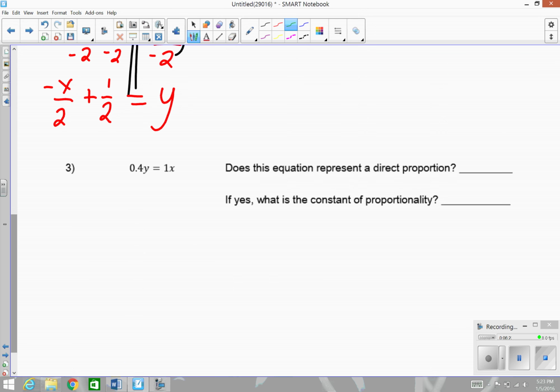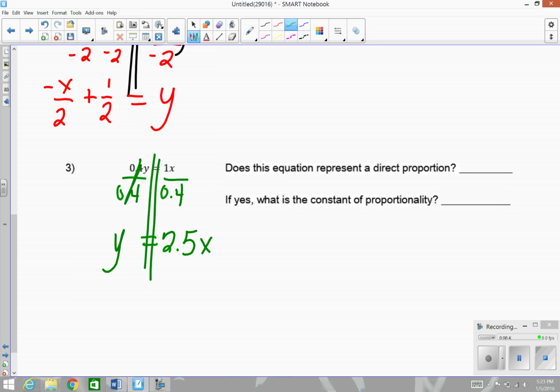And lastly, for number 3, we have 0.4 times y. The opposite of multiplication is division. These will go away and we get y equals 1 divided by 0.4 is 2.5, keep the x. And that is in y equals kx form, where k equals 2.5, which means this is proportional. When you're all set, feel free to flip the page.